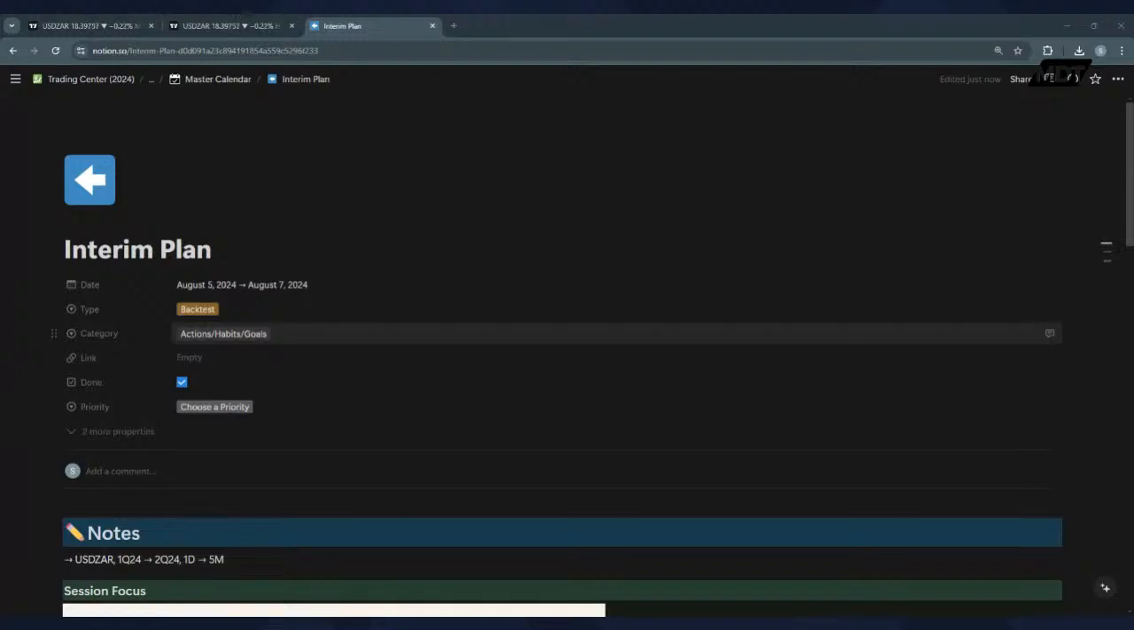So this is the last session for the week, so I want to do a bit of reflecting on how the week has gone. But the main focus for today will be on my interim plan, which is the first session where we're not really focusing on one specific concept, which I'm quite keen for.